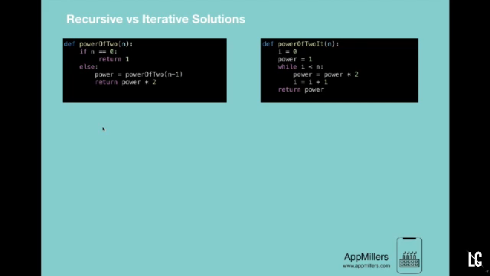So the question is, does iteration always work better than recursion? The answer is no. Each of these approaches has its own advantages. We use recursion especially in cases where we know that a problem can be divided into similar subproblems. And when we deal with data structures like trees and graphs, the usage of recursion is more efficient.